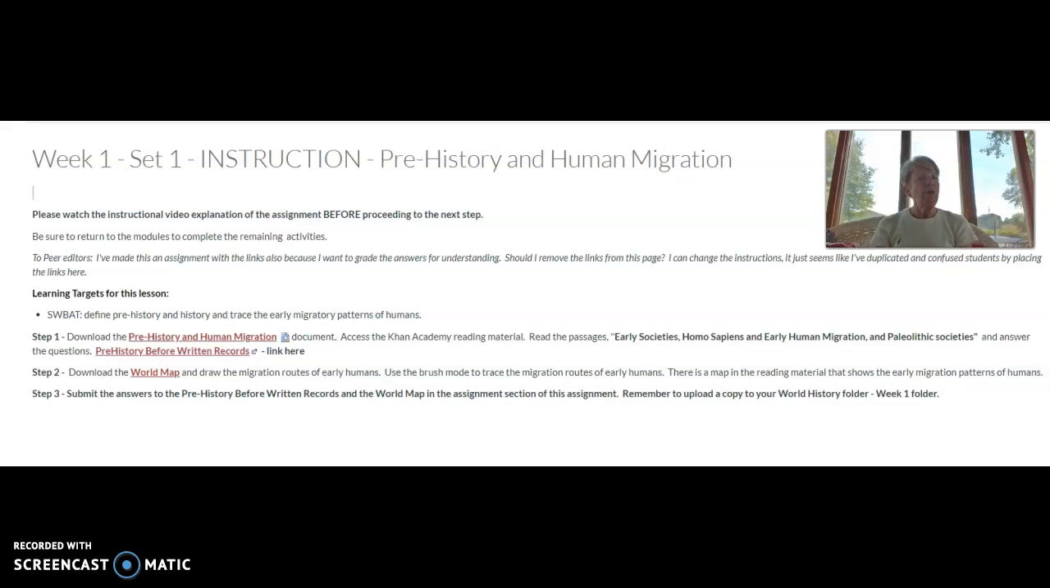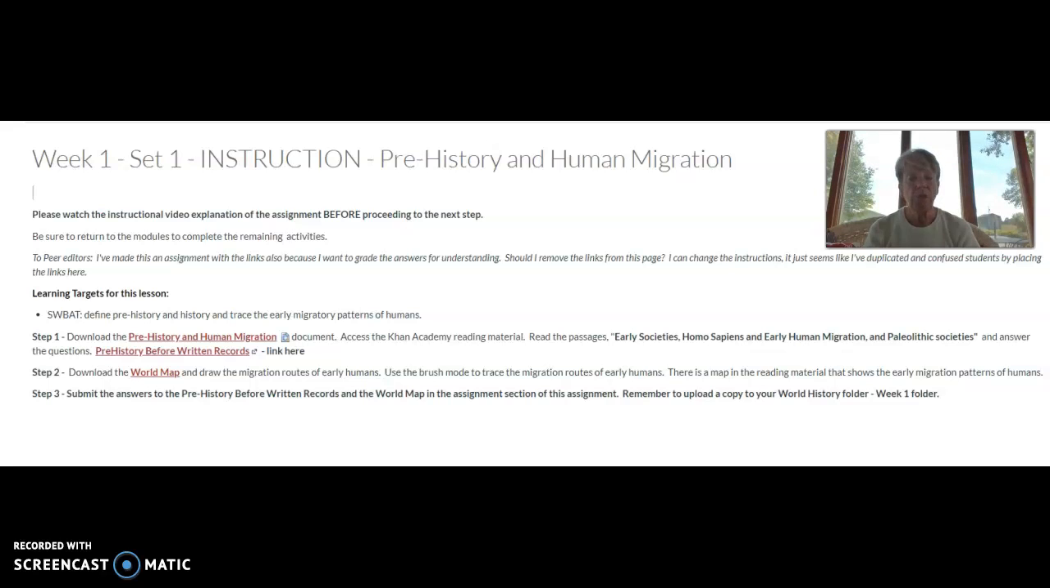Welcome to Week 1, Set 1 instruction, and this set deals with prehistory and human migration. So this is an introduction to prehistory and human migration. What I would like for you to do in this lesson is define prehistory and history, and then trace the early migratory patterns of humans.